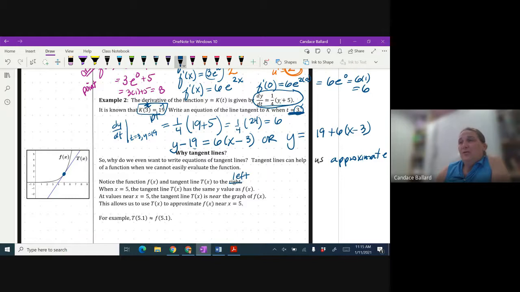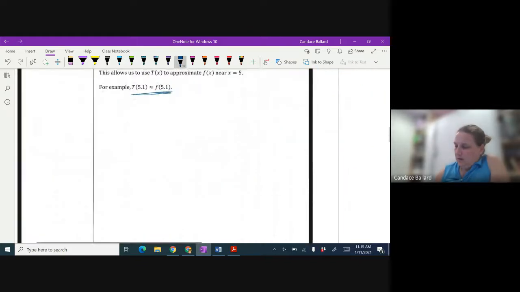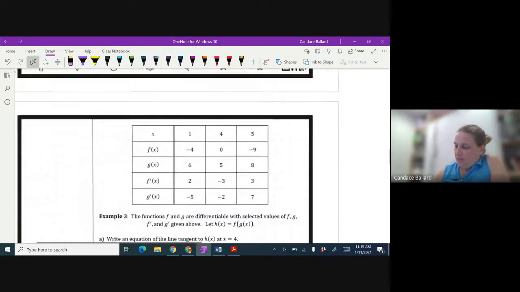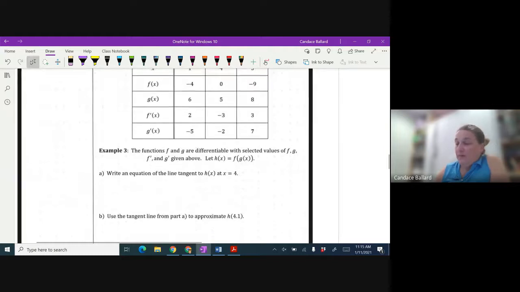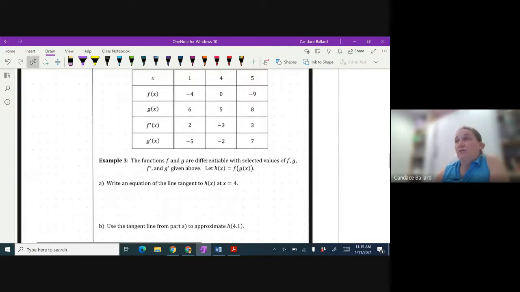So this allows us to use t of x to approximate f of x near x equals 5. So for example, we could put in 5.1 and we would get really close. They'd be approximately equal to each other on that graph. All right, I don't know why there's so much space. So now we're going to use a chart, because the AP exam is famous for this. Okay, I don't know if it's famous or infamous, but it's one of the two.